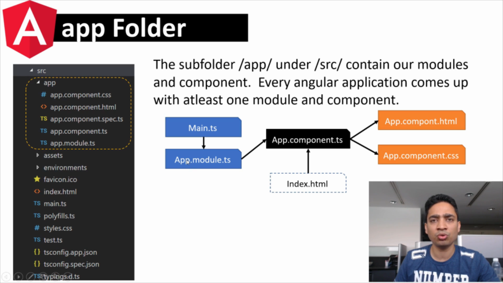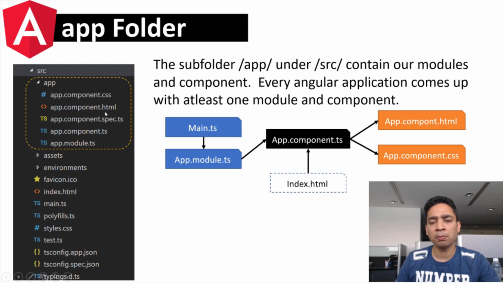Let me explain the flow of how things work here. I will come to main.ts later. The main.ts is the entry point, which in turn calls the module.ts, which loads all the components connected to this particular module. The component has a view part, which is the app.component.html that you see here. Then it has a CSS part, app.component.css, which is the style sheet for this component. And then there is app.component.ts, where you define the logic as well.